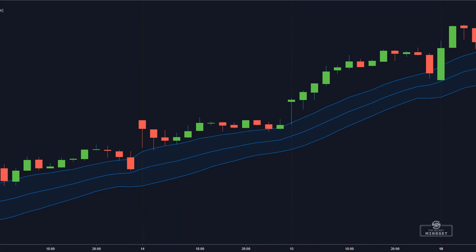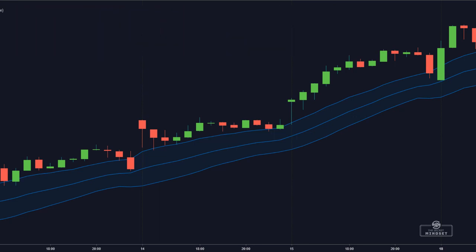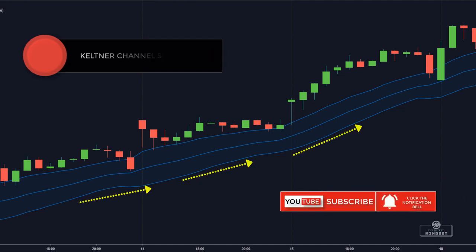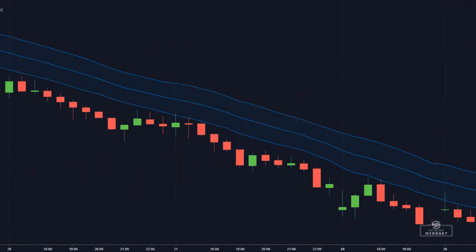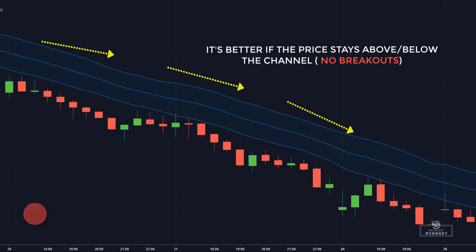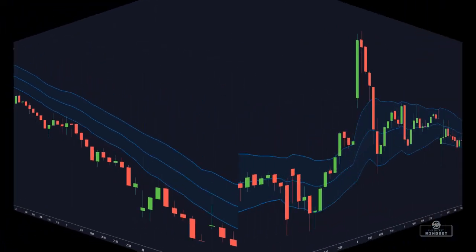An easy way to establish the main trend is to analyze the slope of the Keltner channel. The Keltner channel slope is simply the direction of the channel plotted on the chart. An instrument is considered to be in an uptrend when the channel's slope is upward, and is considered to be in a downtrend when the Keltner channel slope is downward, like in this chart. It is also better for the price to stay above or below the channel without touching it.